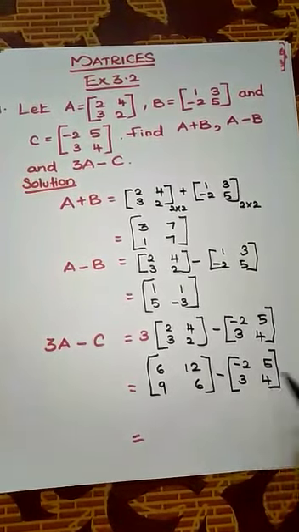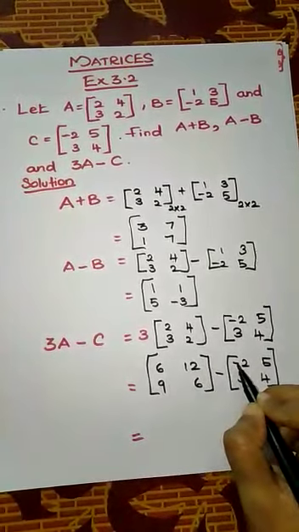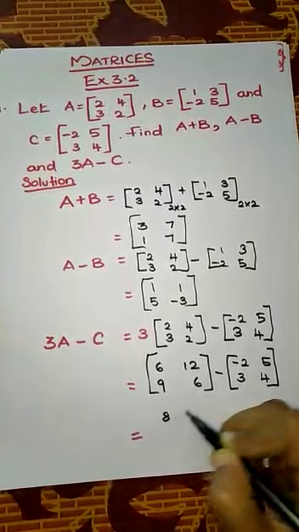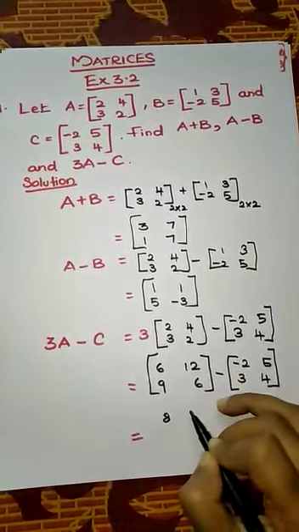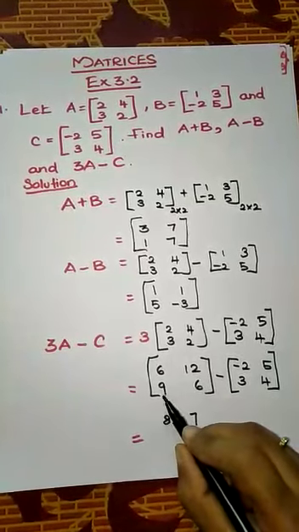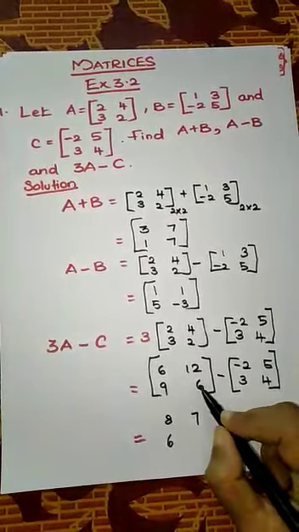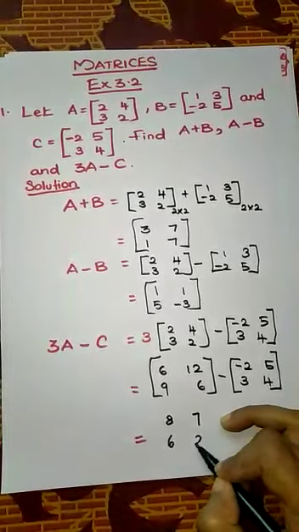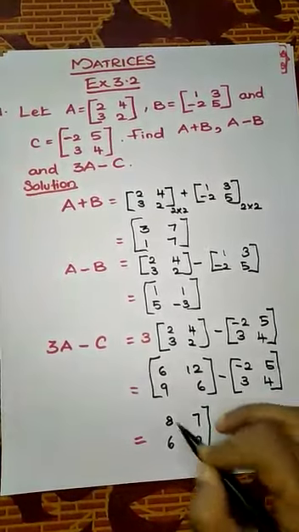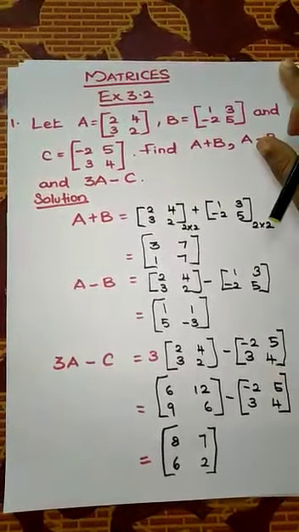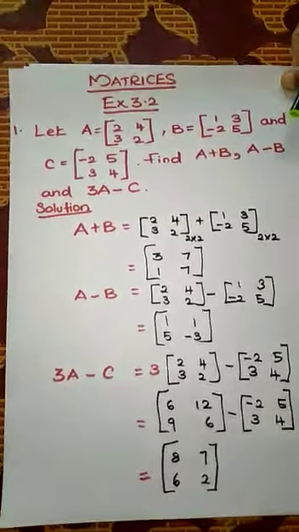Now subtract the matrices. 6 minus of minus 2. Minus and minus make plus. So 6 plus 2, value 8. 12 minus 5, what is the answer? That is 7. Next one, 9 minus 3, the answer is 6. 6 minus 4, the answer is 2. So 3A minus C value is [8, 7; 6, 2]. That's all. Next I am going to explain the product of the matrices.